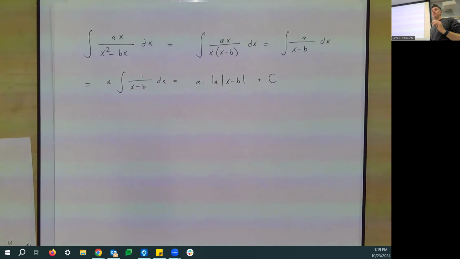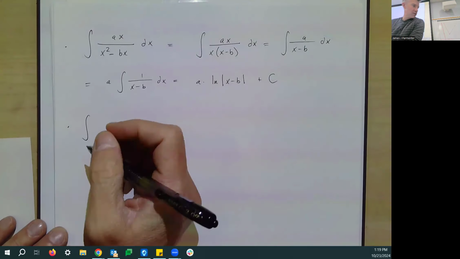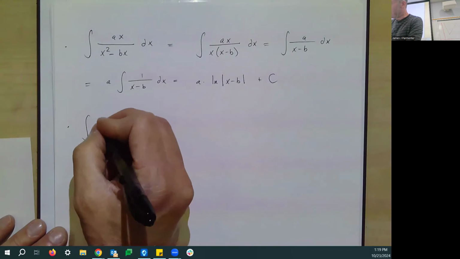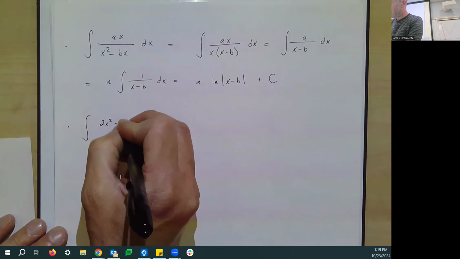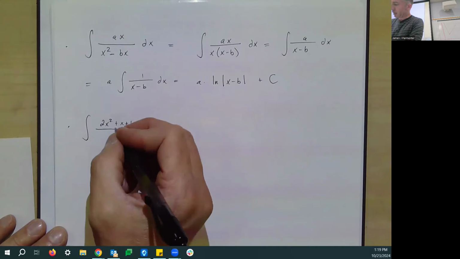That said, let me do something real quick here. Let's see, that's going to be x squared plus x squared plus 1. Cool. Let me ask about something like this. The integral of 2x squared plus x plus 1 over x cubed plus x.